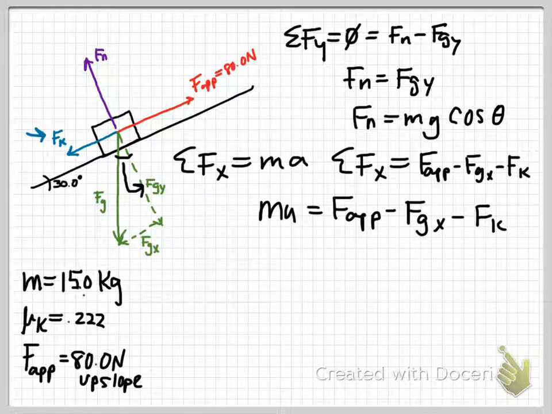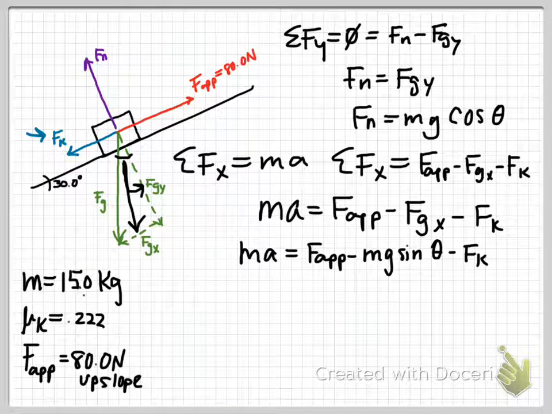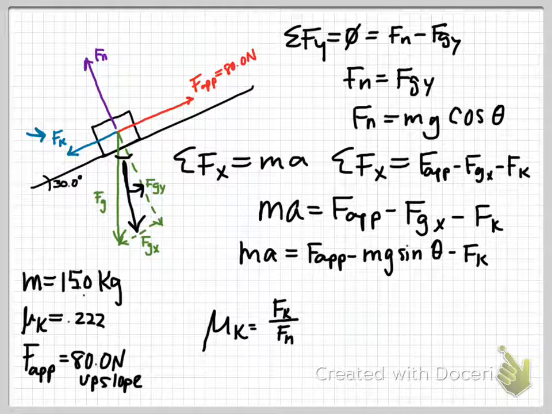We're not given a whole lot here. So I've rewritten that to show that ma equals F applied minus mg sine theta minus Fk. I've got one more equation, and that is that mu k equals Fk over Fn.